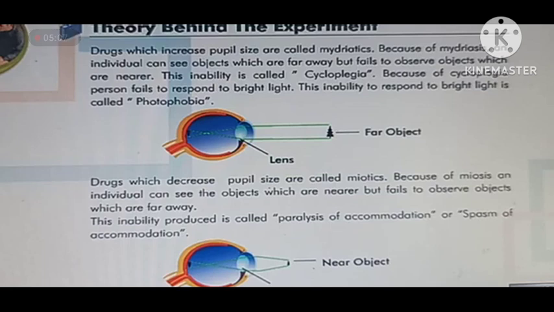Drugs which decrease pupil size are called myotics. Because of miosis, an individual can see the objects which are nearer, but fails to observe objects which are far away. This inability produced is called paralysis of accommodation or spasm of accommodation.